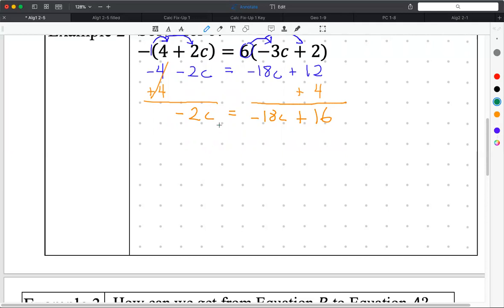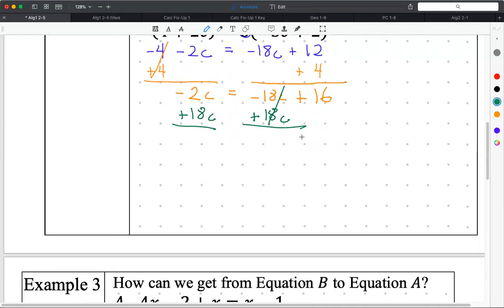Option 1, 2, the 18C. Are you going to add or subtract? You're going to move it over by adding. Yes, I see. Okay, so plus 18C, plus 18C. And obviously those are going to go away. Negative 18C and positive 18C is 0C, and 0 times anything is just 0. It works now.